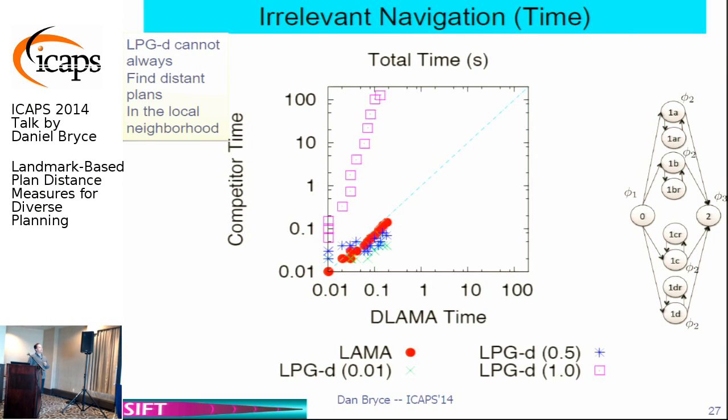In terms of total time, this also affects LPGD quite a bit because it's trying to do a local search. In order to find a diverse set, it has to do a much broader search in its search space. The way that LPGD works is it looks very locally, so it has to go a very long distance in order to find a diverse set.